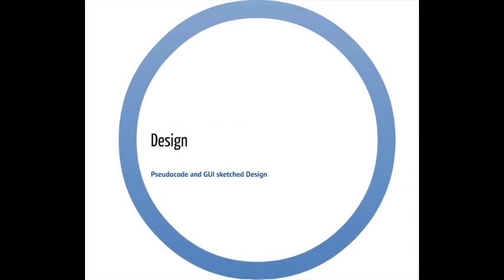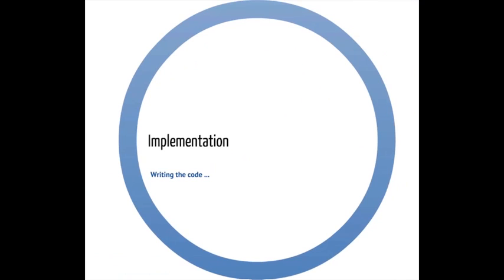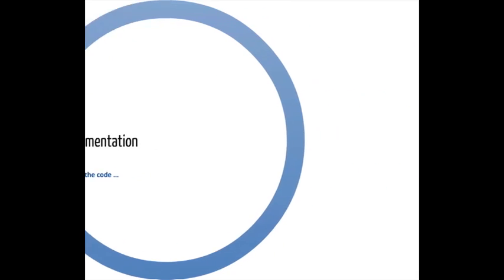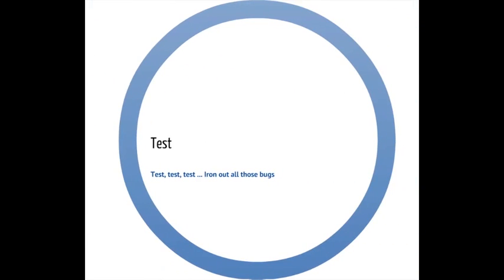The design is working out the pseudocode or GUIs, sketching it out. You don't have to be a great artist, you can just draw up some windows and do that. Implementation, that's actually writing out the code. Test is an important phase. Make sure you try and iron out all those bugs.